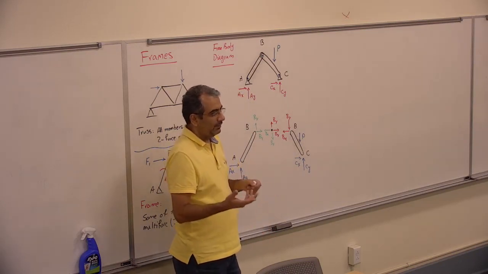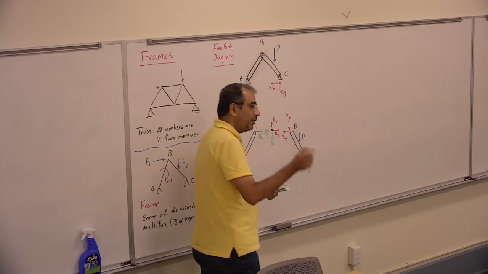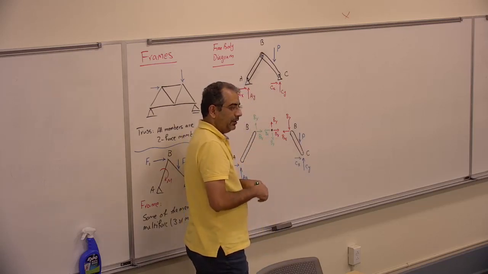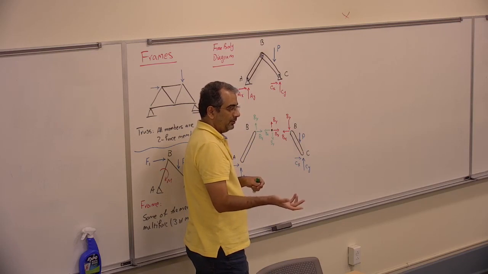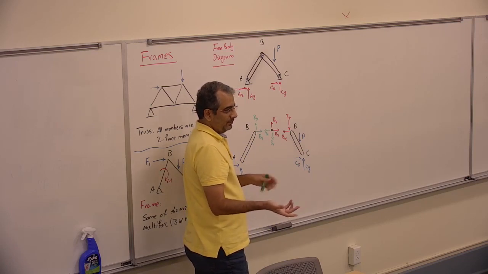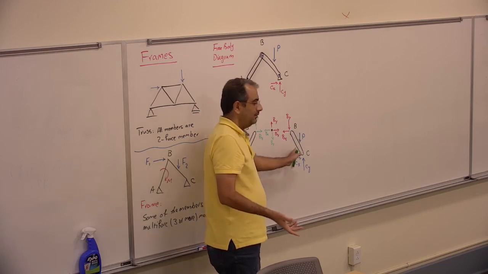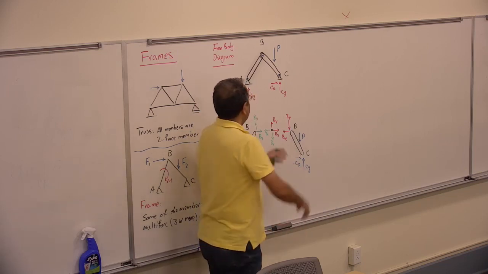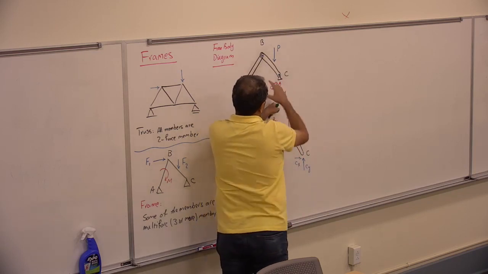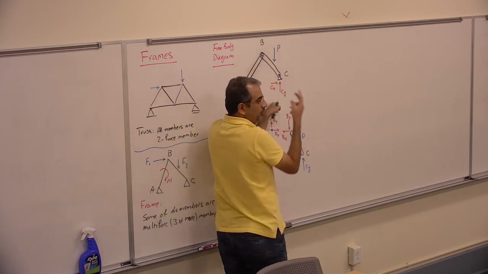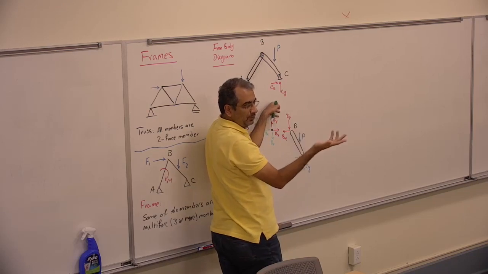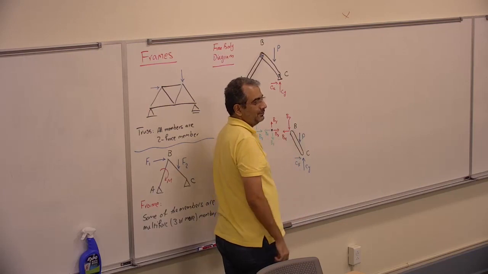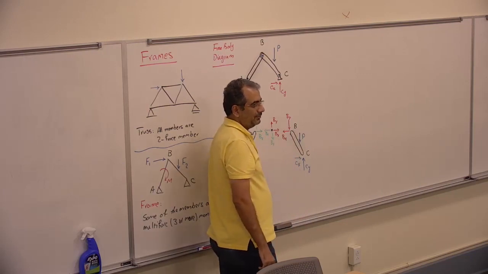So we have 6. Now, if I go ahead and write the equilibrium equation for each half, how many equations are we going to have? 3 here, 3 here, 6. So in the original condition, 4 unknowns, 3 equations, cannot solve it. Now, 6 unknowns, 6 equations, I can solve it.